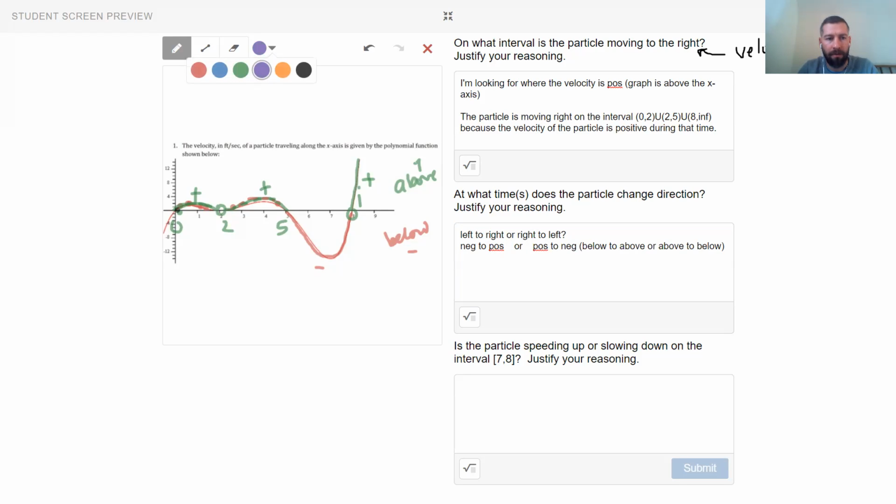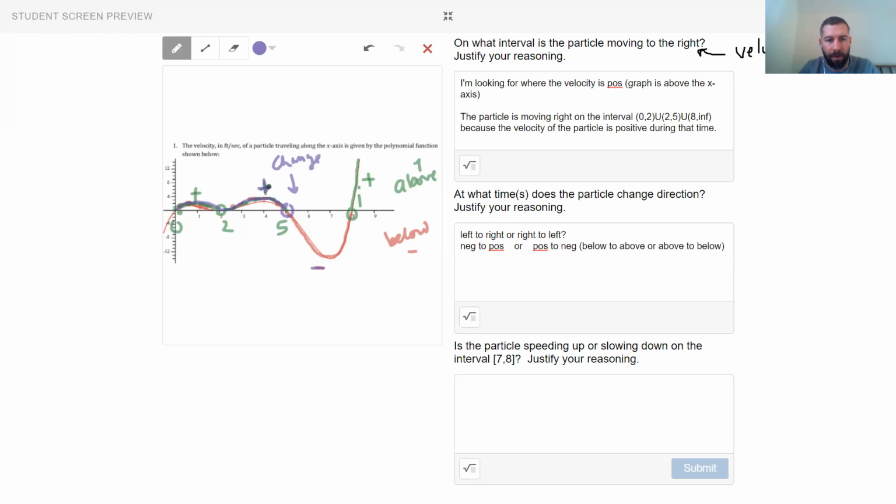It starts above, goes back to 0, goes back above, so it goes right and then it stops, and it goes right and then it stops again. And we see it goes below, so it must change here from positive to negative. So we see that positive to negative change, right? That's going to be a change in direction.